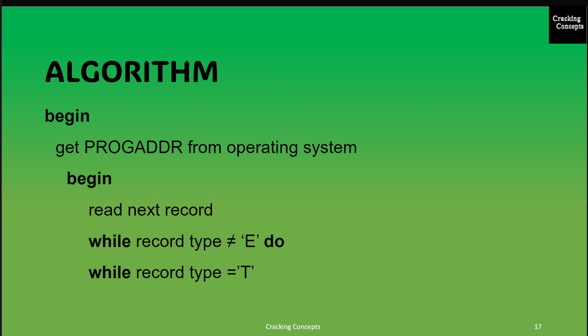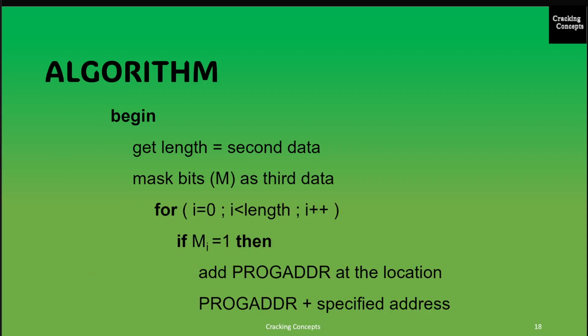Now, we'll look into the algorithm. It begins by getting the address to which the program is to be relocated from the operating system. So, in our program, it will be asked to the programmer. Next, it is reading out each record. It's checking if it's the end record, and if it's the text record, it will take the length of the text record from that particular row, and it will also extract the mask bits.